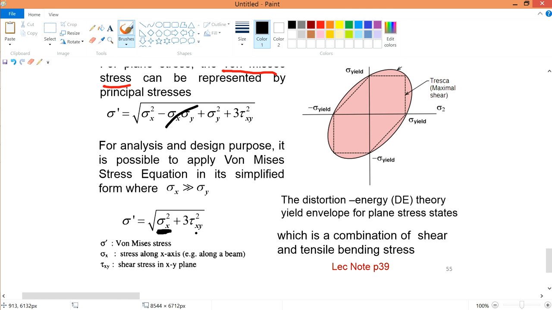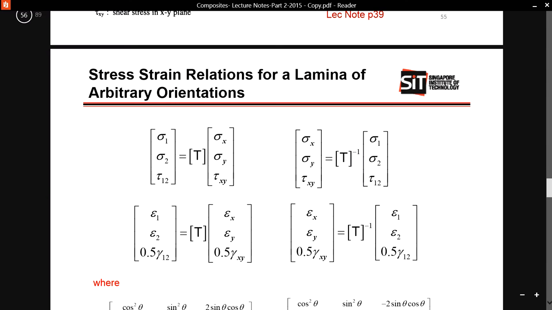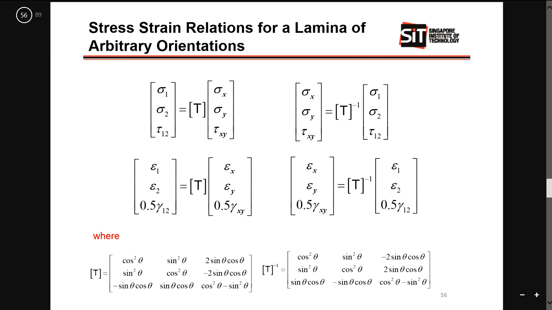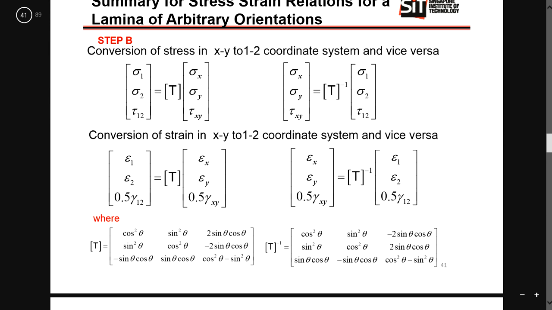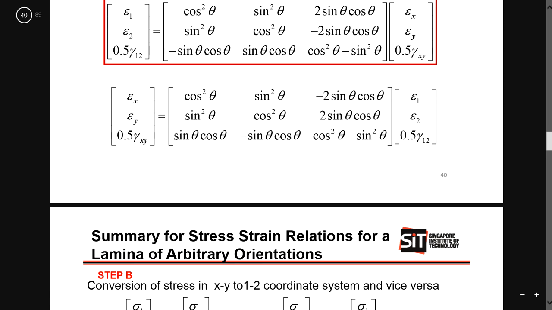That's it. And this is the strength in the x direction. This is the shear strength in the xy direction. In order to calculate these two, what you need to do is to come back to this equation, which we have discussed in the previous slide. If you go all the way back, I think it should be around page 41, or around this region.